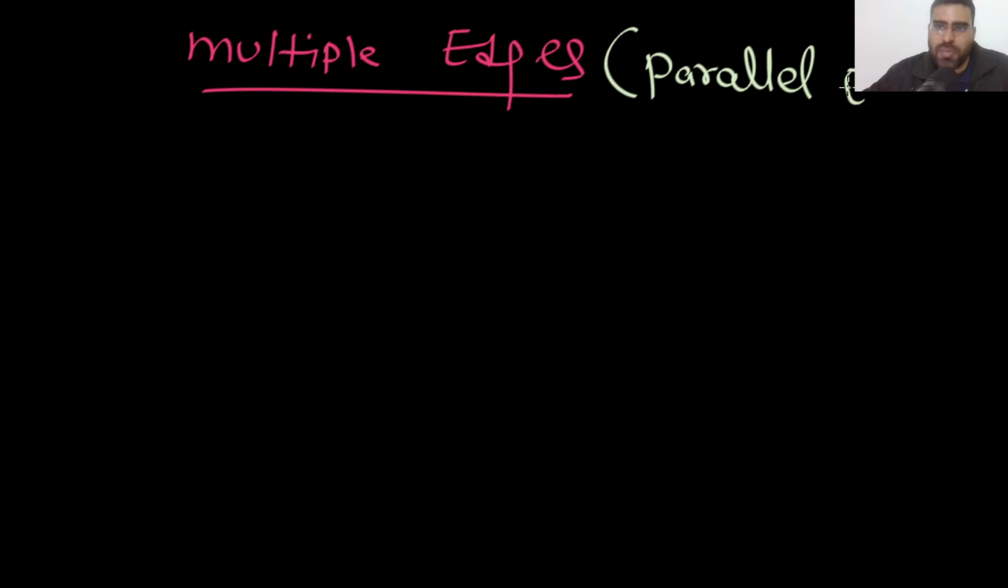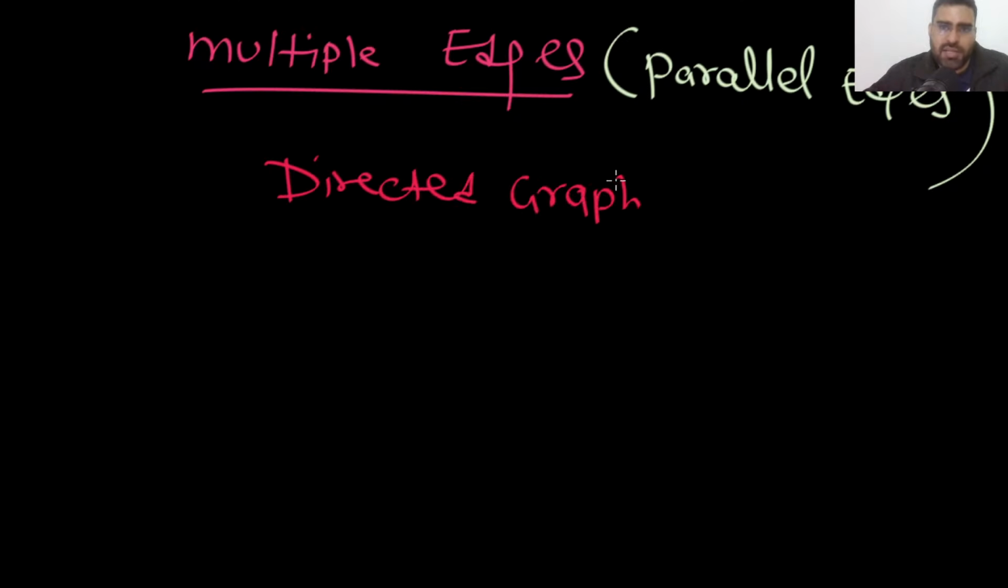These are also called parallel edges. So what are multiple edges or parallel edges? Now, these multiple edges in the directed graph. So let's see. In undirected and directed graph, both of them we will see.